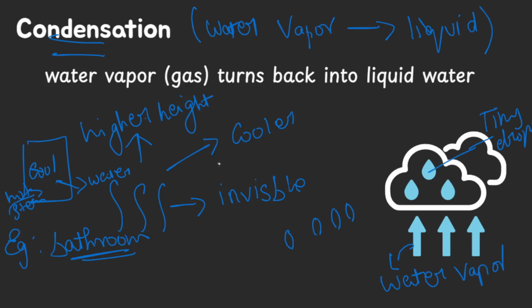We have seen what evaporation is, an example of evaporation, and condensation. We will see examples of condensation in the next section.